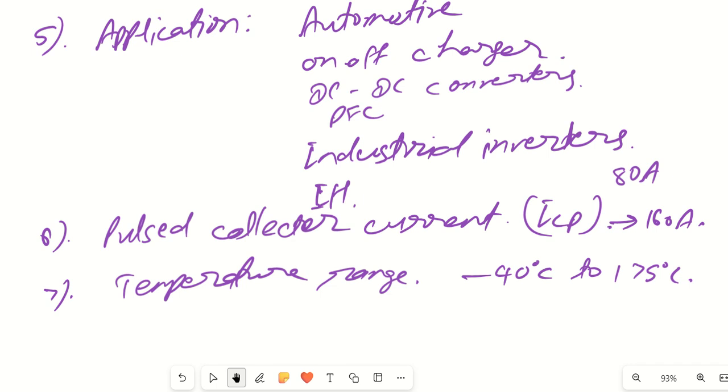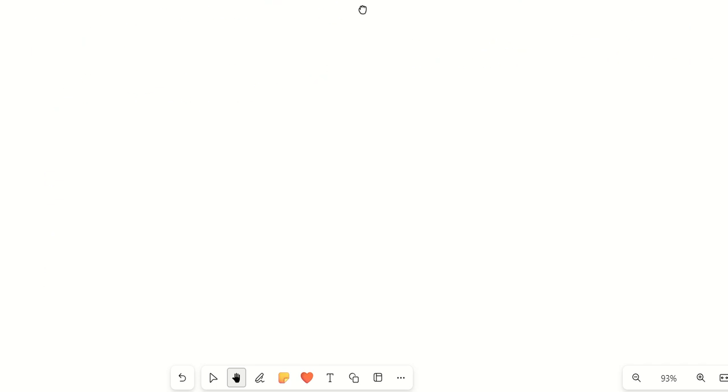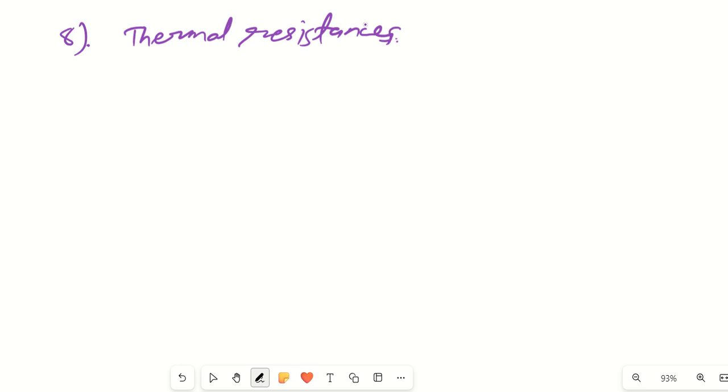Coming back to other parameters, we can think of thermal resistances. The lower the thermal resistance, the better the value. Basically it can be thermal resistance IGBT junction to case. Junction to case is represented as R theta JC. Okay, so R theta JC can be 0.7 degree centigrade per watt. So 0.7 degree centigrade will be the increment for 1 watt of power dissipation across this.